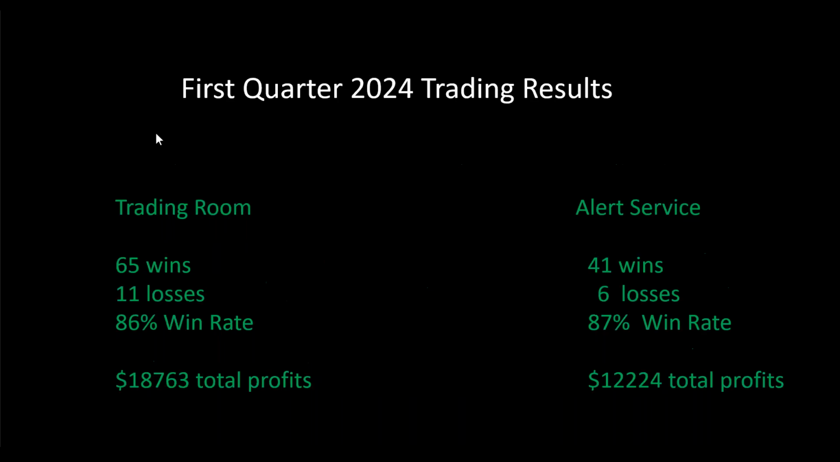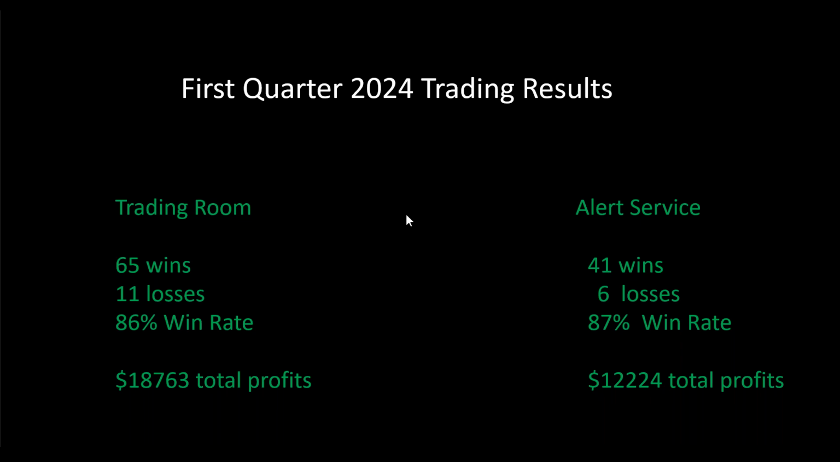All right, so that was 2023. This was the first quarter of 2024, right here. 65 wins, 11 losses in the room, 86%, 18.7. Again, $2,000 invested in each trade. Obviously not everybody does that; I'm just using this as a baseline. If you invested $1,000 in each trade, it would be half of that. If you invested $4,000 in each trade, it would be twice that. The alert service was 41 and 6, 87% win rate, for 12.2 in profits.